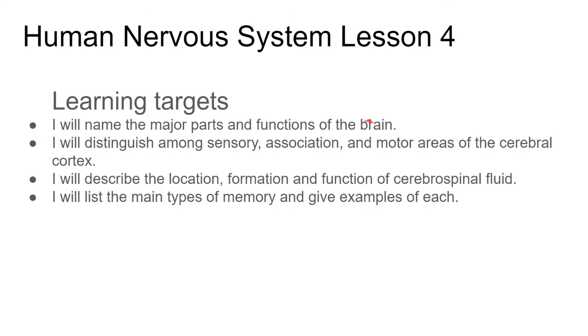We're going to focus on the major parts and functions of the brain. We talked about the big three parts last time. We're going to break those areas down a little bit more today. We're going to focus on how to break those areas down between sensory, association, and motor areas. We're going to talk about the location, formation, and function of the cerebrospinal fluid, and we're going to list the main types of memories and be able to give examples of each.